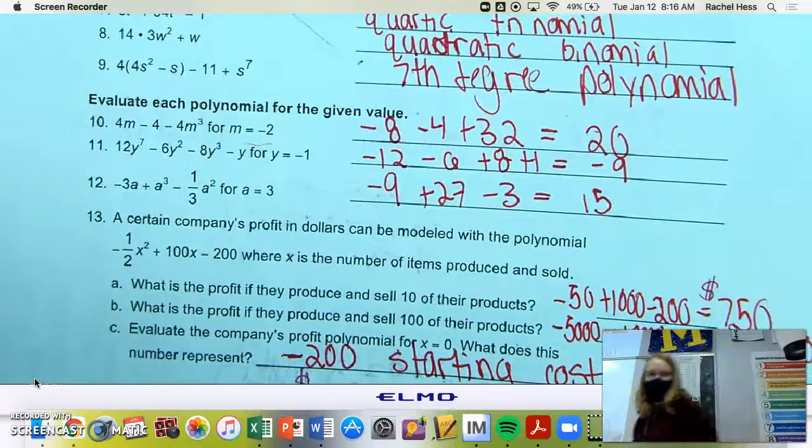Number 11, plugging in -1. -1 to the 7th power is -1. And then the rest of them are kind of doable. But plugging in a negative number multiple times is really tricky. So if you have a question on that, let me know. Otherwise, we're going to get to today's stuff.